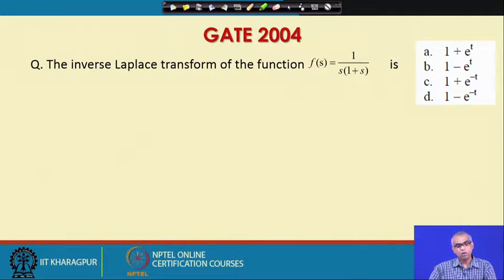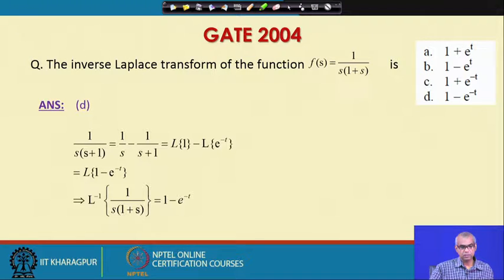A question on Laplace transformation from year 2004. The inverse Laplace transform of function f s equal to 1 by s into 1 plus s is 1 by e to the power t, 1 minus e to the power t, 1 plus e to the power minus t, 1 minus e to the power minus t.